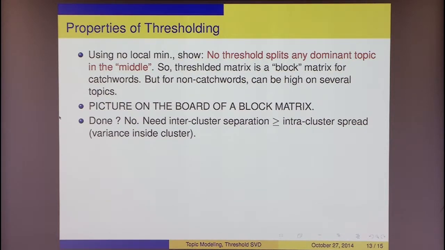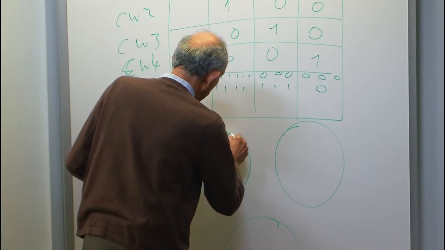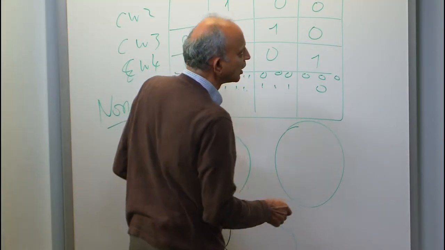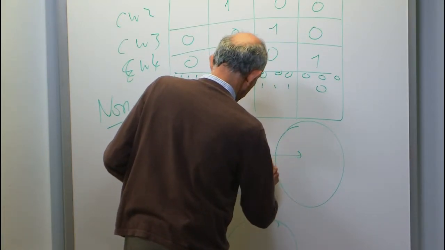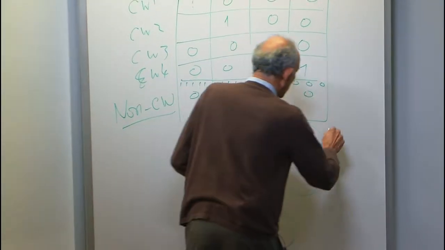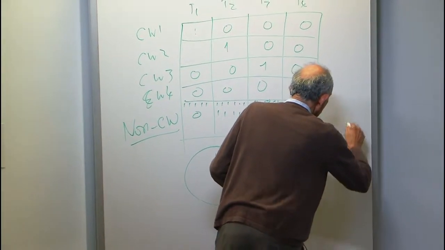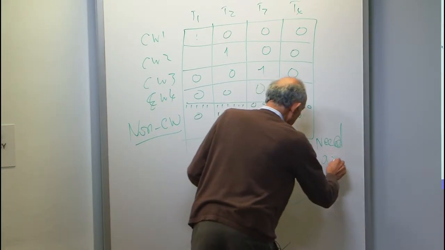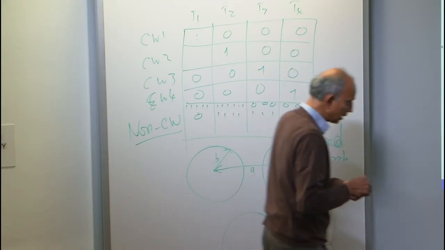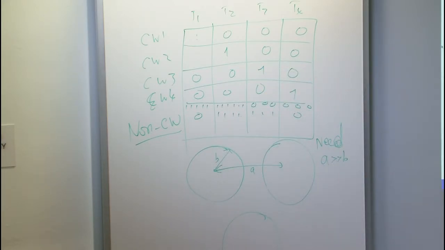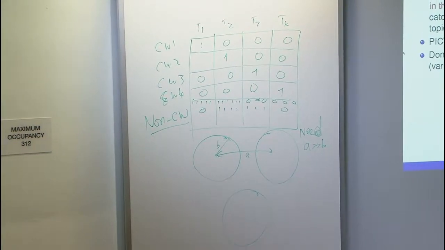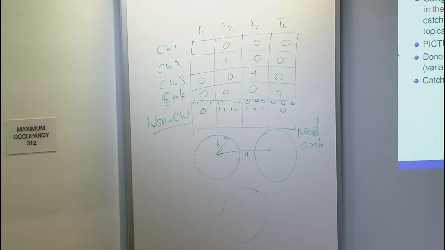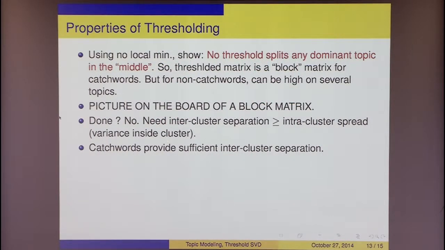There are 2 parameters of interest. One is the inside cluster spread, and the other one is the spread between these 2. So this is A, this is B. What we need for clustering intuitively is A must be bigger than B, right? Otherwise you'll confuse clusters. So let's see if that's true. We need inter-cluster separation to be greater than intra-cluster spread, the variance inside the cluster.